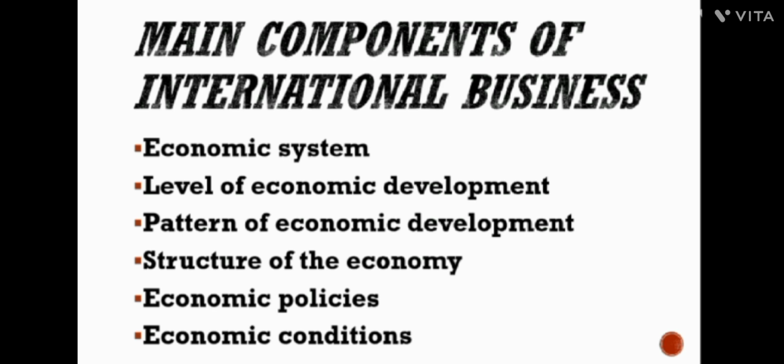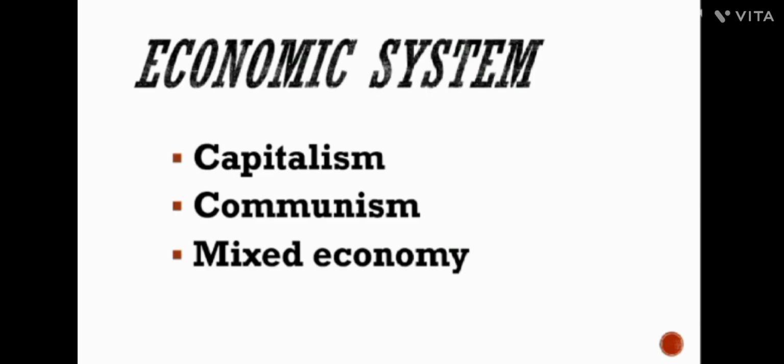Okay, next is economic system. Now what is an economic system? This we already know. Economic systems are of three types: capitalism, communism, and mixed economy. Now what is capitalism? When ownership and production are in the hands of the private sector, in the hands of the people of that country. All market forces, whether demand or supply, are controlled by the customers, the people. That is capitalism.